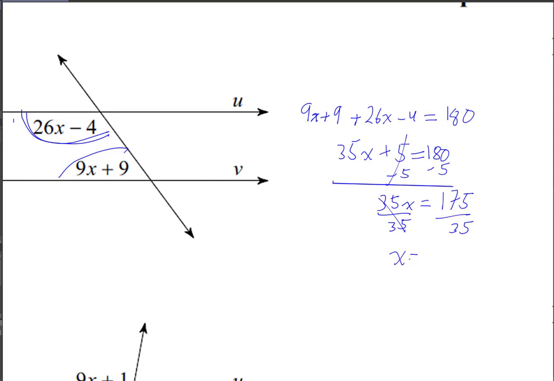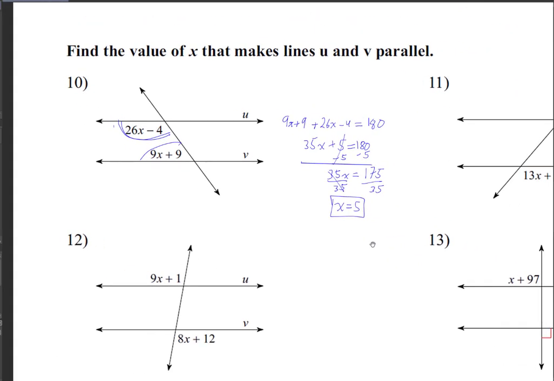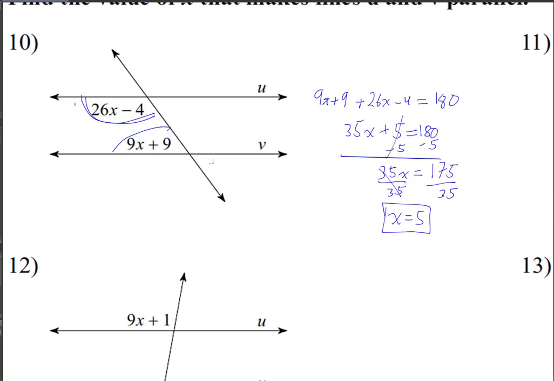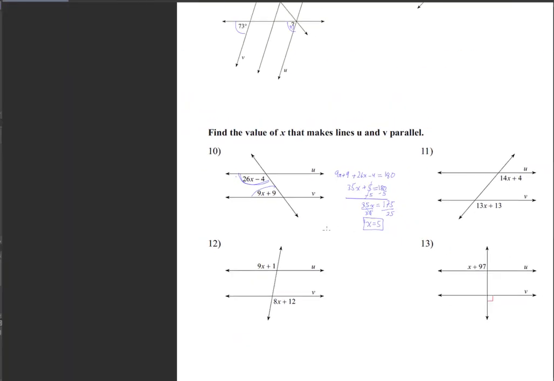So x is equal to 5, right? So the value of x that's going to make that possible is 5. Now, if I want to actually find the angle values that make that possible, then I could plug 5 into those and see the angles that make that possible. But I'm not going to do that right now. I trust that you could do that if you wanted to.